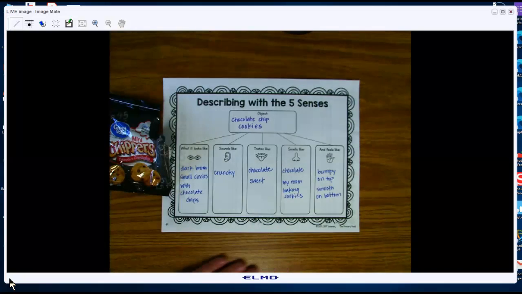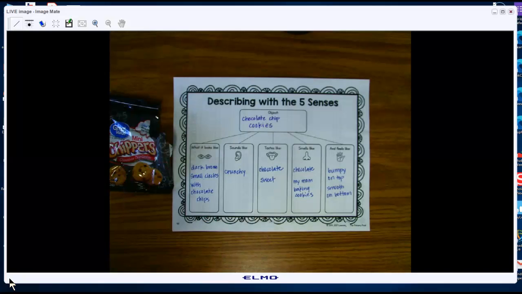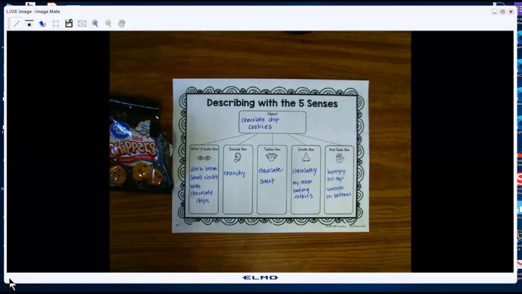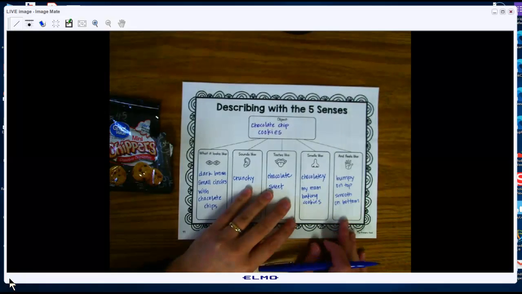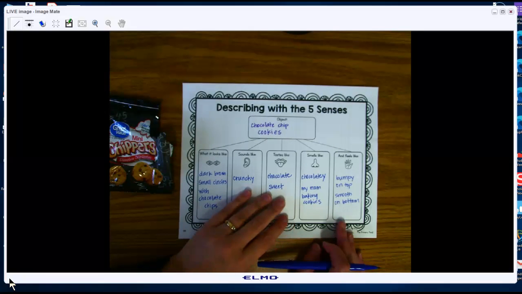Okay, those are all good. Okay, so here is mine. Dark brown small circles with chocolate chips. It's crunchy, chocolate sweet taste, chocolatey smell. It's like my mom baking cookies. It's bumpy on top and smooth on bottom. Now, I don't have to use all of these to describe it. If I'm describing it to someone in my writing, I'm probably not going to put that it's bumpy on top and smooth on bottom because that doesn't really matter as far as if they want to try it, right?